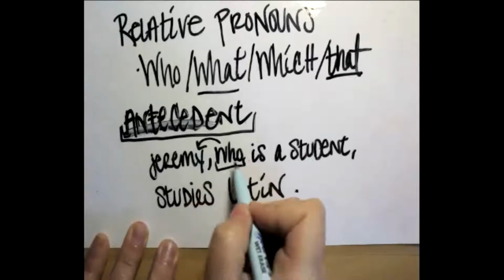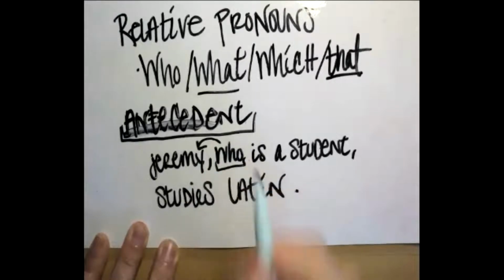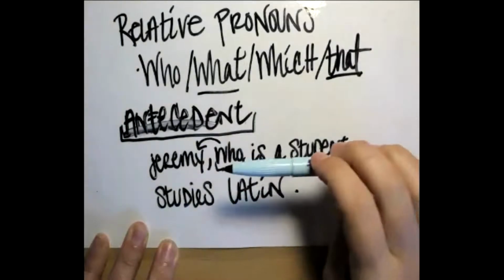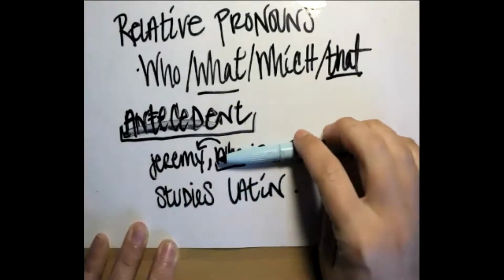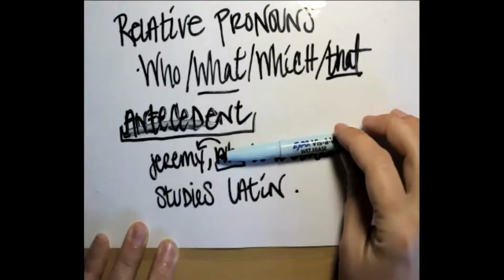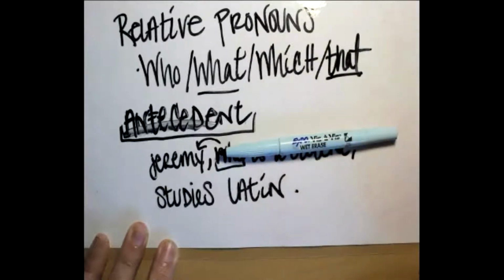This is the antecedent. This is who we are actually talking about here. Okay, Jeremy is the who in this sentence. So if you take out who is a student, Jeremy studies Latin is still a complete sentence and it still makes sense.